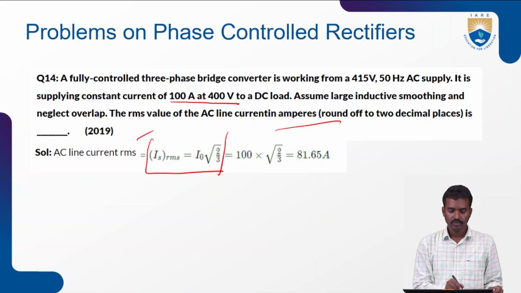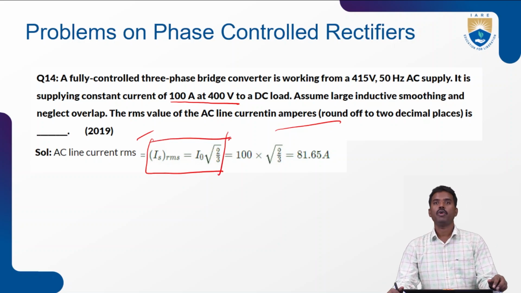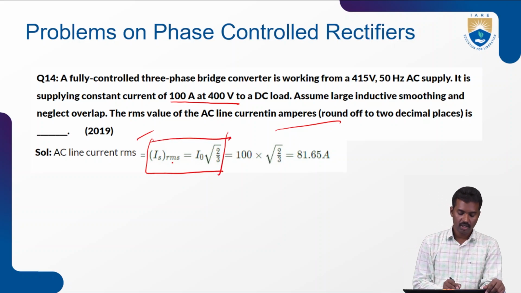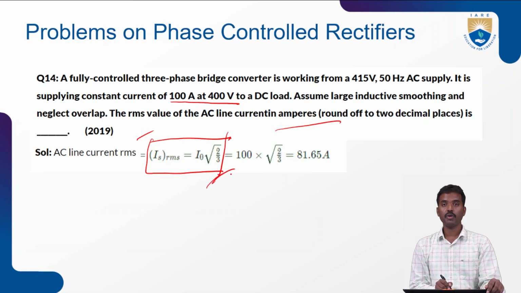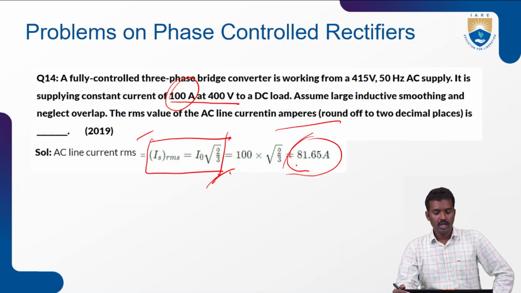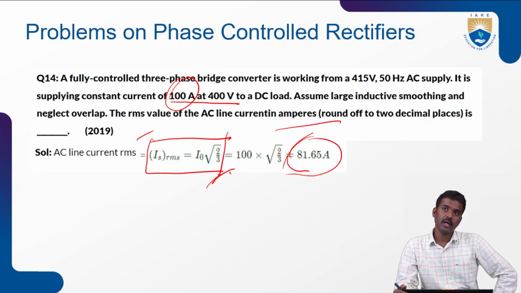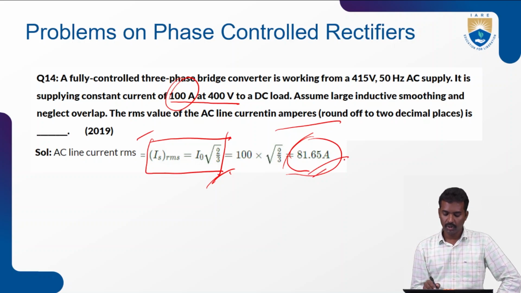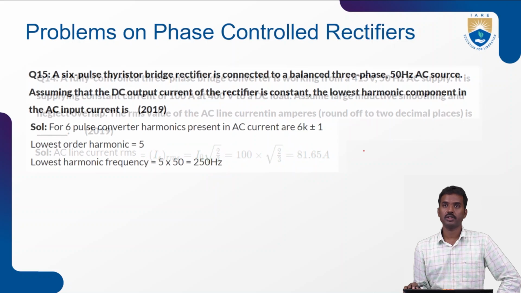This is the formula. I S RMS equals I naught into square root of 2 by 3. This is obtained from the waveform. Now here 100 amperes was given. So the RMS value of AC line current is 81.65 amperes.